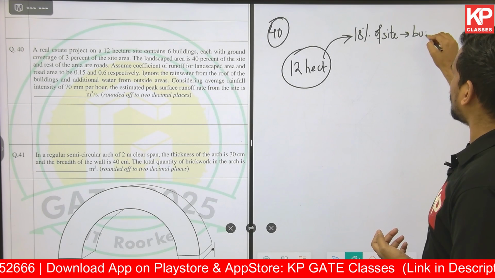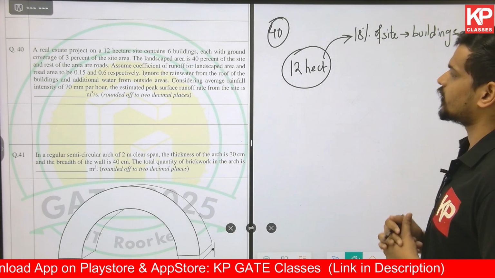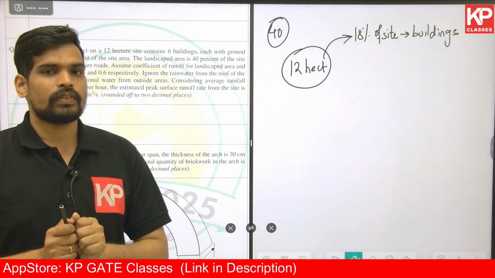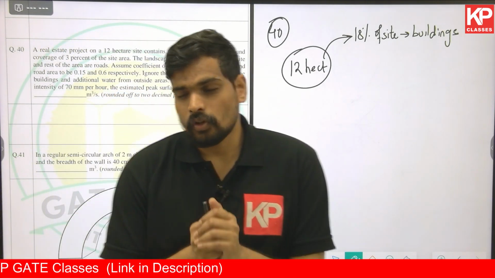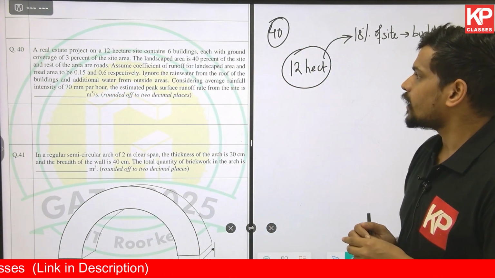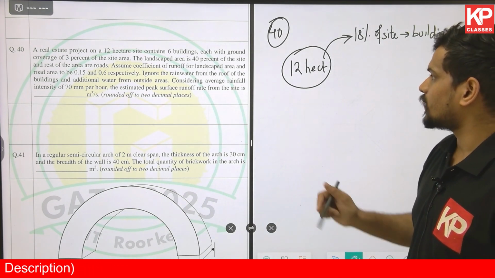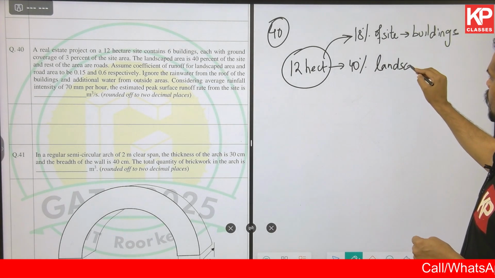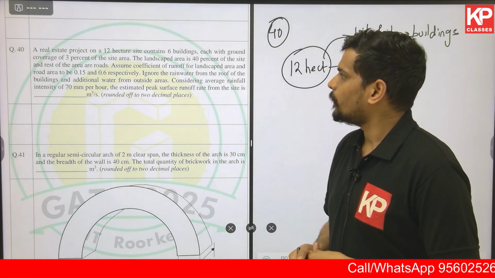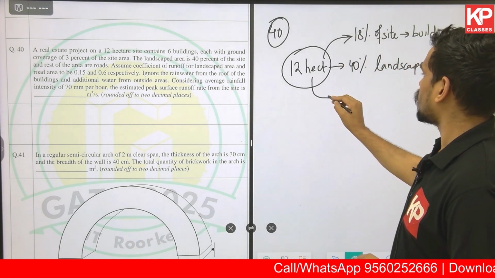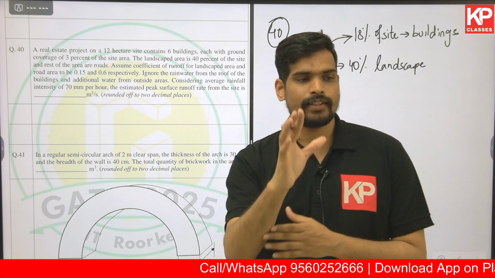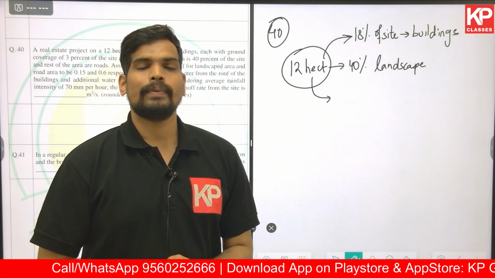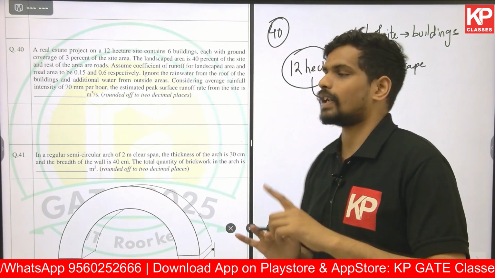18% of the site is basically covered by the buildings. That's what you understand from the first statement. 12 hectare is the plot area and there are 6 buildings, each occupying 3% of the site area, so a total of 18% of the overall site area is occupied by the buildings. That's the meaning of the first sentence. The second statement: the landscape area is 40% of the site, so 40% of the site is covered by the landscape. And the rest of the area is roads. So what is the balance? If one is 18% and the other is 40%, those two together will be 58%, so you will be left with 42%. The remaining 42% is covered by roads.